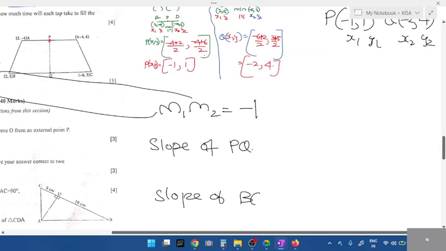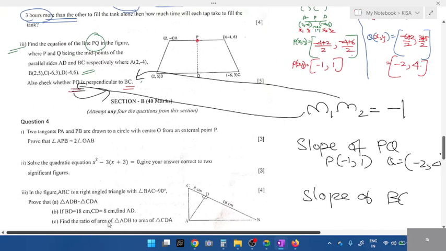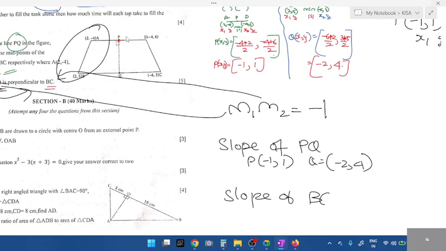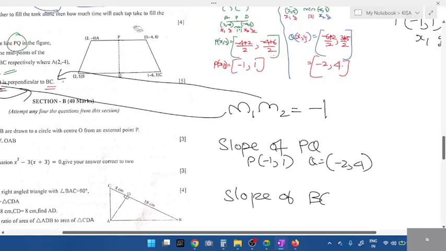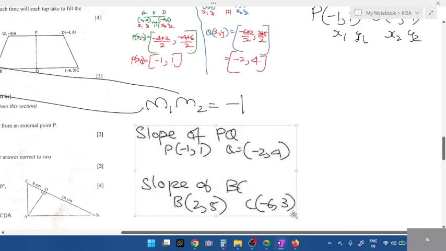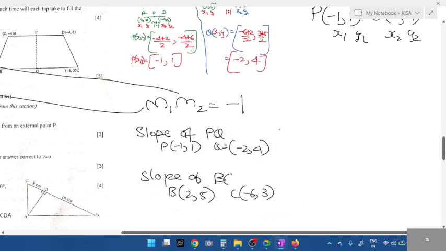What is the slope formula, students? When 2 points are given, P value is minus 1 comma 1, and what is the Q value? Minus 2 comma 4. BC value is given. Sorry, what are the B and C coordinates, students? All of you respond. B is 5, and C is minus 6 comma 3. See, there is no shortcut. Don't try to find any other answer, students. Do it as per the question.